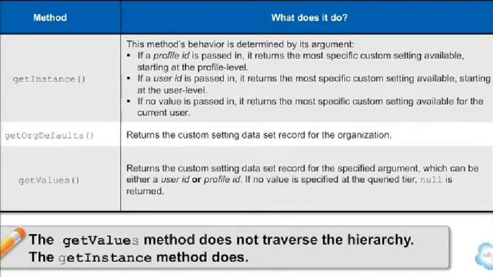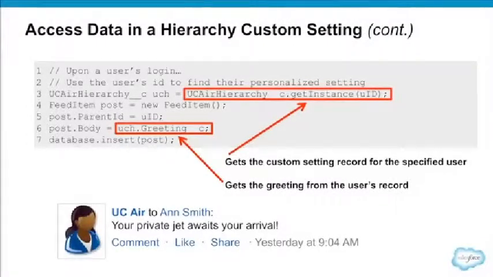Okay, so here's some sample code. What we're doing is getting back one of our records. We're specifying a user ID. We're not sure if it's going to be the one for the user, the profile, or the org. We're just getting back a value, the lowest level value. Then we can access our greeting much like it was a field.